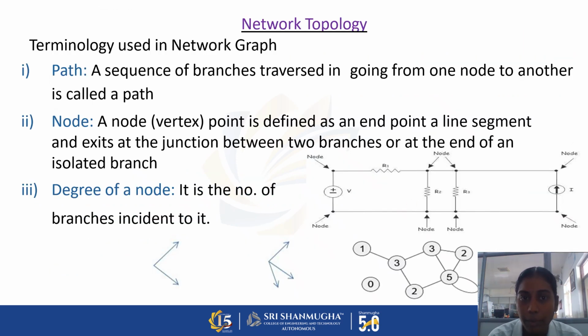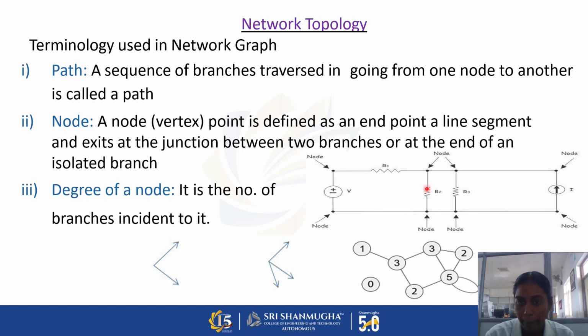Some basic terminologies are used in network topology. The first one is path. A path is a sequence of branches traversed in going from one node to another. Then node. A node is defined as the end point of a line segment, and exists at the junction between two branches or at the end of an isolated branch. Degree of a node is the number of branches incident to the node. That is called degree.